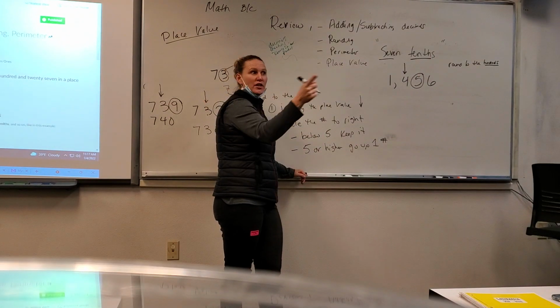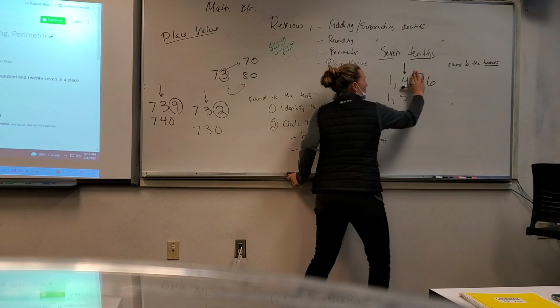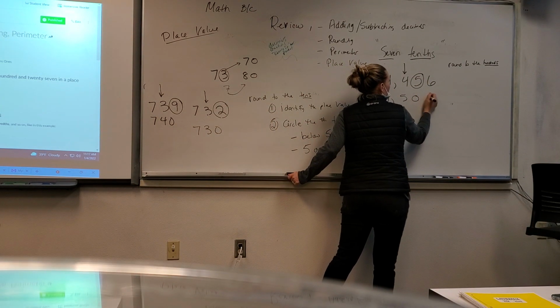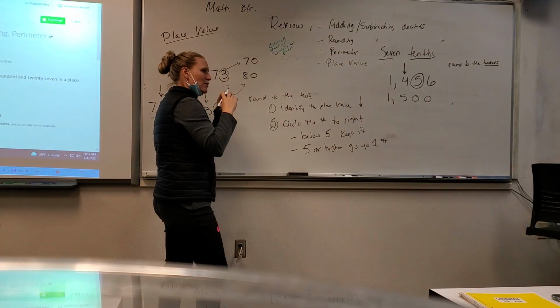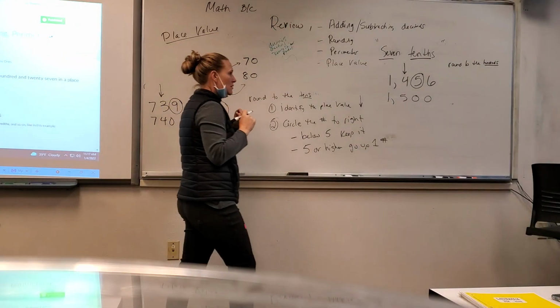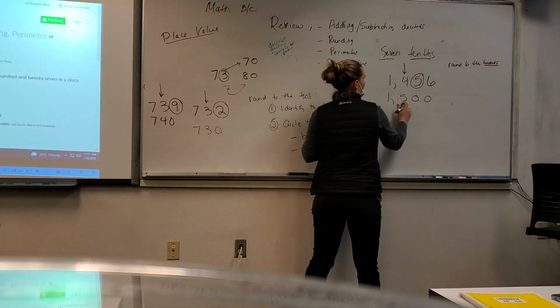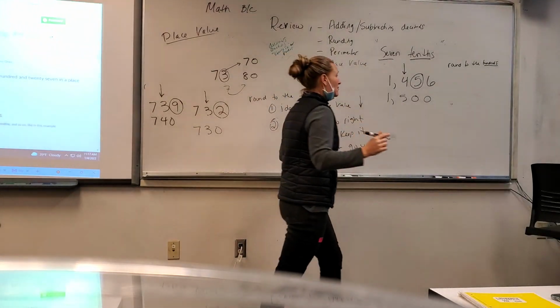Turn it into 5. Good. So this becomes a 5, and then the rest of the numbers become 0. And that's why I circle that number, because that reminds me that this number and the rest are going to be zeros. So this becomes 1,500. What happens if I'm rounding to the thousands?